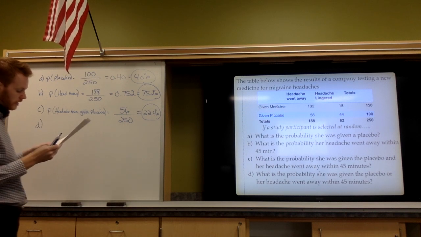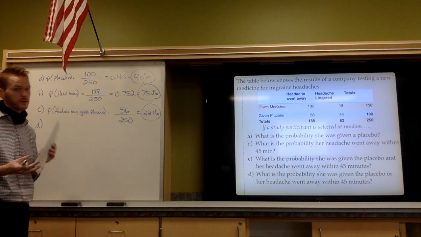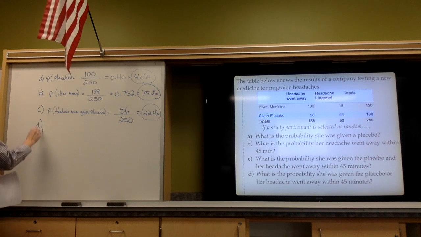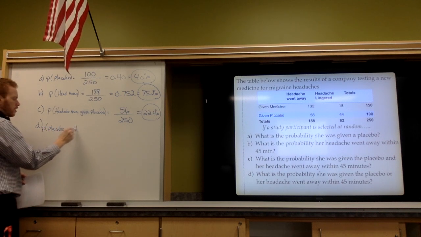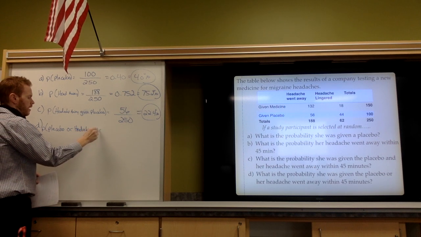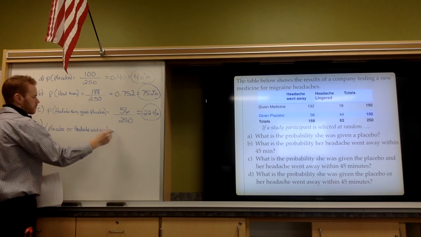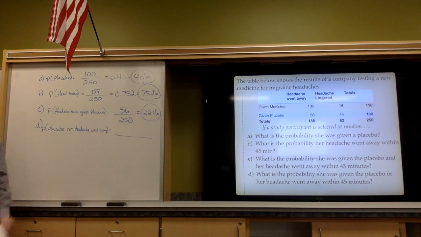What is the probability that she was given a placebo or her headache went away within 45 minutes? There's an or there. So probability of a placebo or the headache went away. I know that's a big set of parentheses there. Okay? All right, so let's add these up.